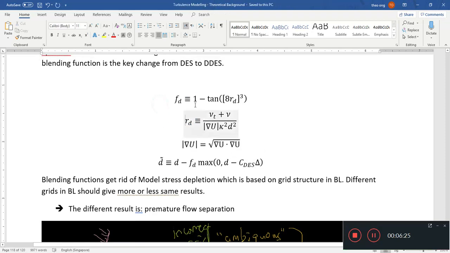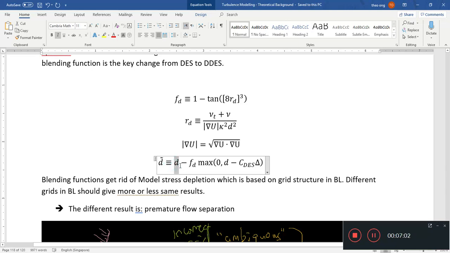So what are these blending functions like? We have a tangent function here. In this tangent function, there's another function called r_d, which is based on the turbulent viscosity and the gradient of velocity. You take the magnitude of that, and of course the von Karman coefficient and d. So you will have a d, this turbulent length, or this d scale, the length scale of your DES.